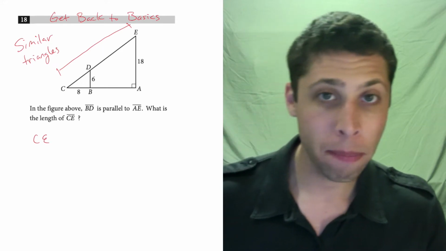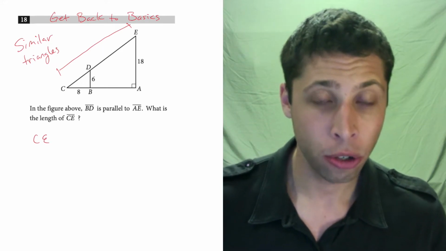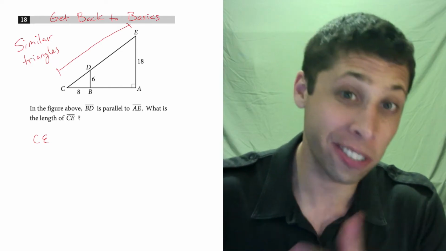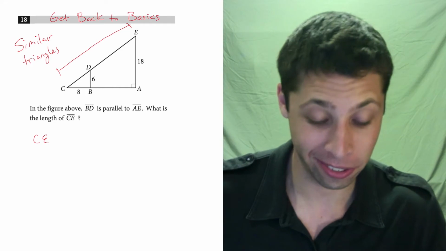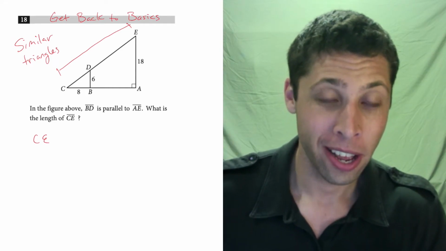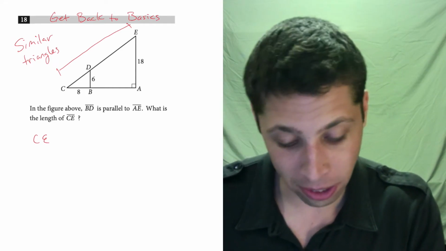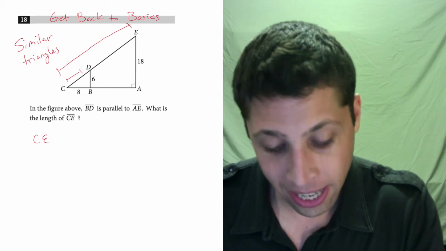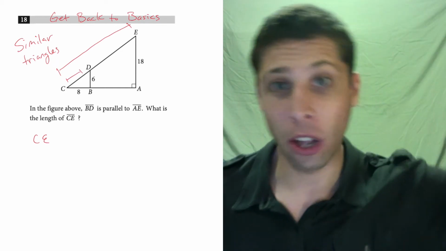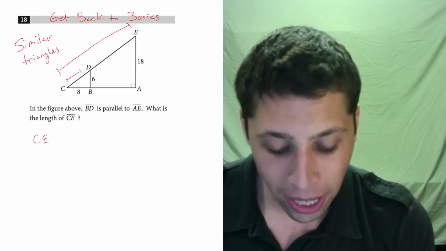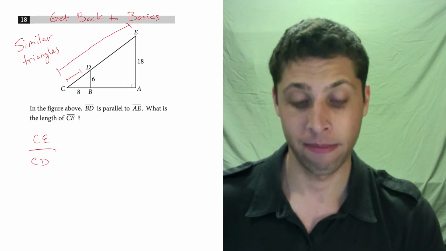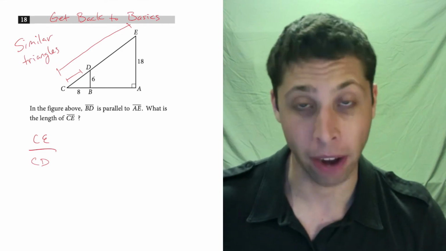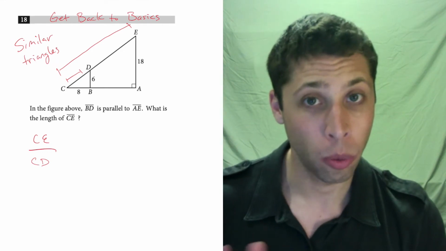I'm going to want to compare CE to the similar piece in another triangle. Well, there's the big triangle that CE is made up of. And then there's this little triangle here that has CD as its long diagonal side. So I can compare CE to CD. We could flip them around too if we want. It doesn't matter, as long as we're consistent with our ratio.